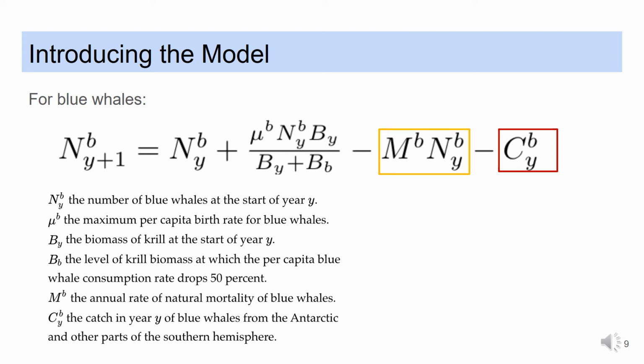This term here reflects the natural mortality, also reducing the population. And here we have the natural increase of blue whales. Once again, this term reflects the Holling Type 2. It's dependent upon the krill density.